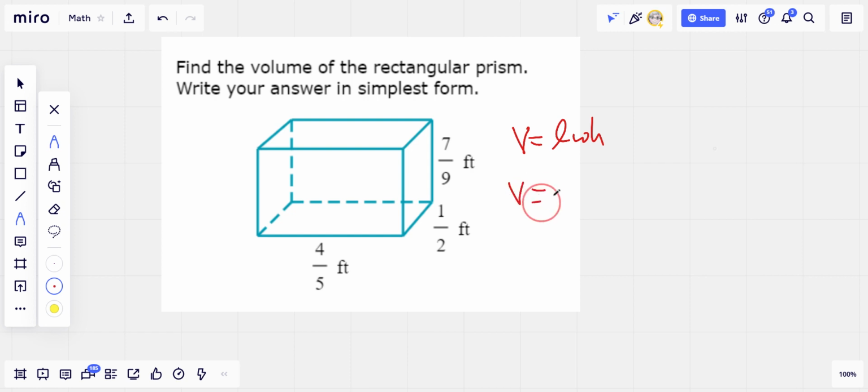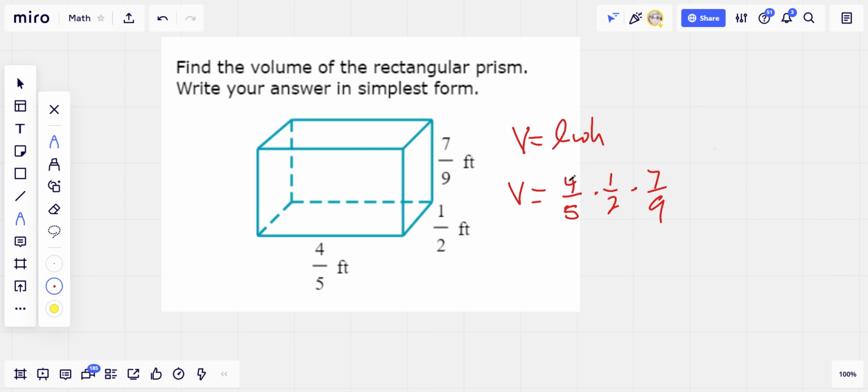So our volume is just going to be 4/5 times 1/2 times 7/9. So we have to do some fraction multiplication here, but this isn't the worst thing in the world. There are two approaches you can take, though. You can stop at this point and see if there are any factors that you can cancel.